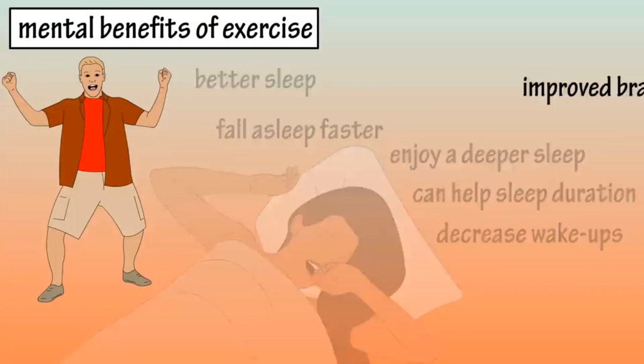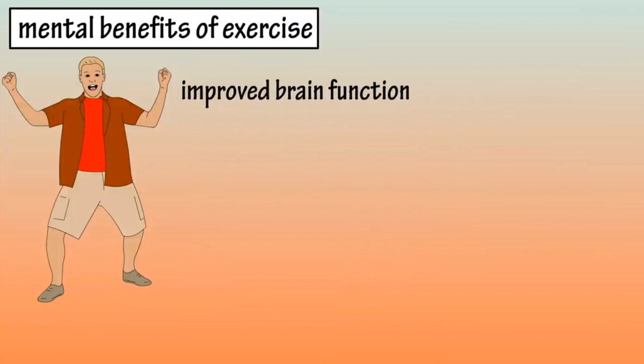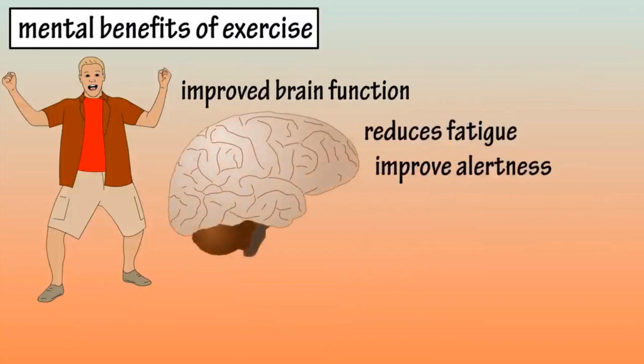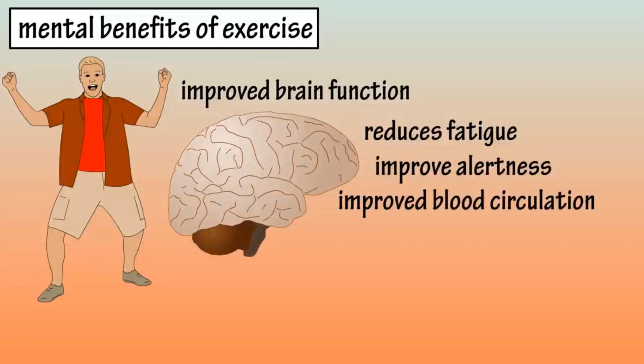Number three, better brain function. Regular exercise can reduce fatigue, which can improve alertness and concentration. Physical activity improves blood circulation, which delivers oxygen to the brain at a faster pace, which leads to sharper thinking.